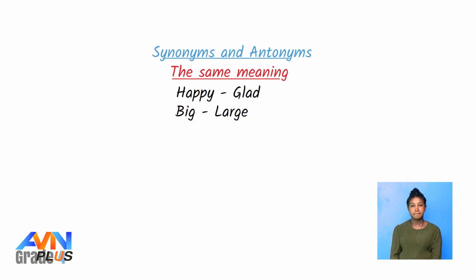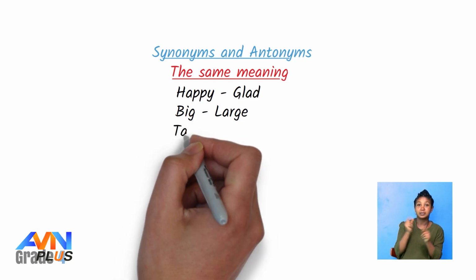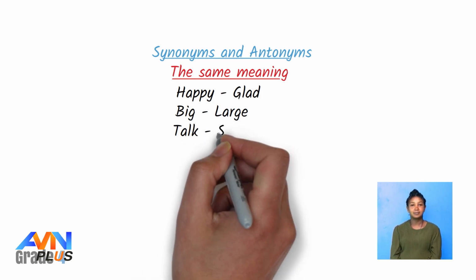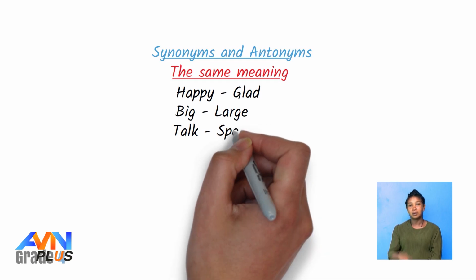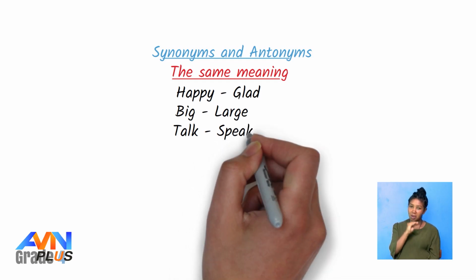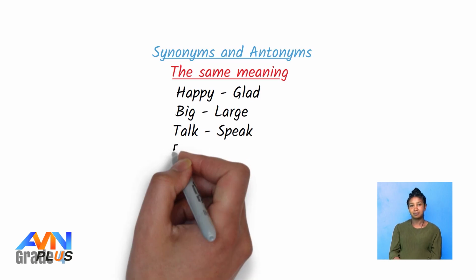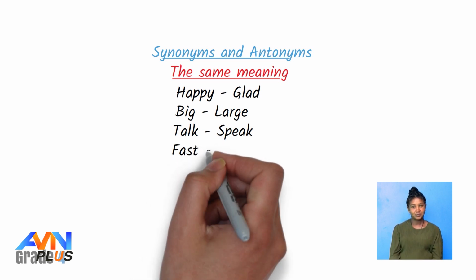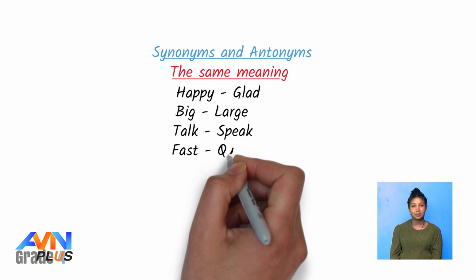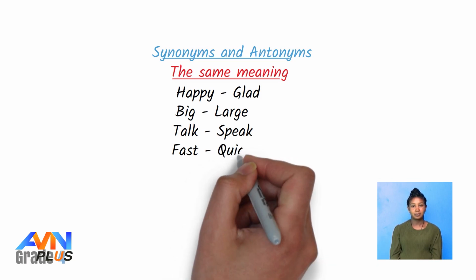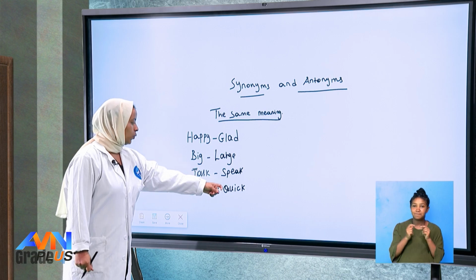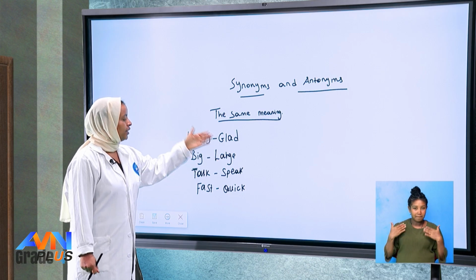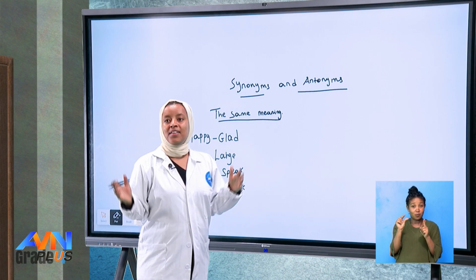Let us have some examples like action words. Let us say talk. We can say speak. Talk, speak. Let us use more words. Fast, quick. So here is fast, quick, talk, speak, big, large, happy, glad. Here are some words with the same meaning.